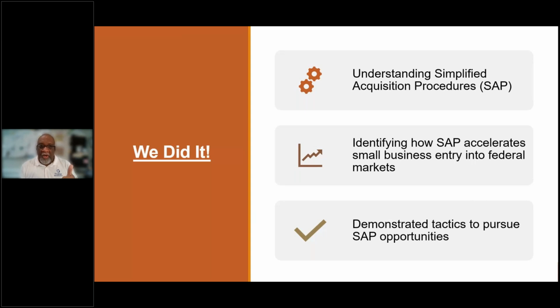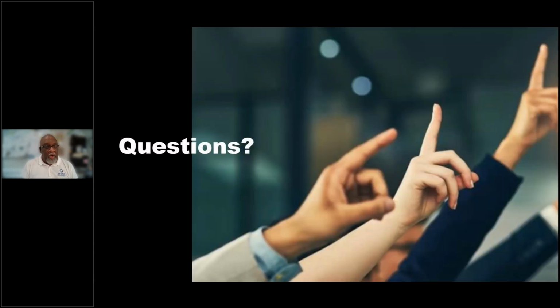and then demonstrate some tactics to pursue simplified acquisition procedures. We talked about marketing and branding. We talked about using micro purchases as connective tissue. We talked about having a dedicated SAP capability statement. And then reading the tea leaves, looking at what's happening in the environment and seeing where demand is going, and then looking backwards, look at last year's fourth quarter to see if there's some conclusions that can be drawn for activity in this fourth quarter. All right. And with that, we'll be ready to open it up for questions.